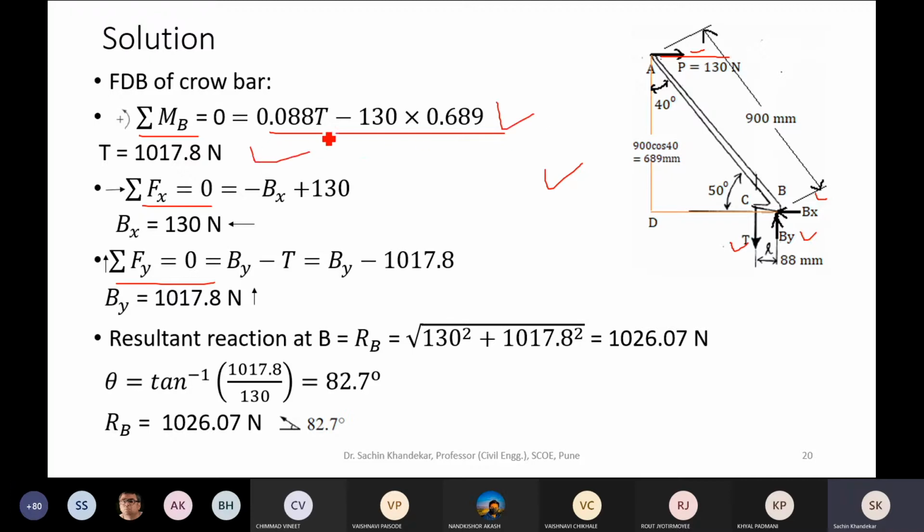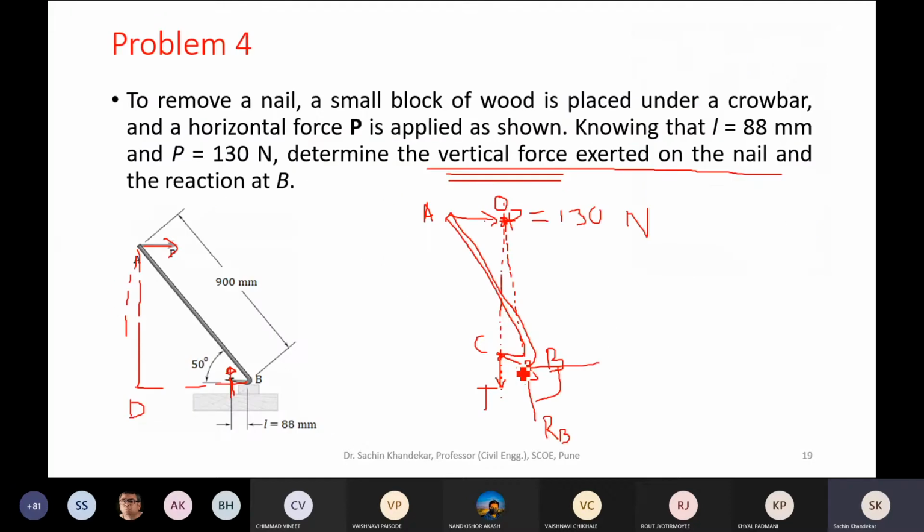Okay, and already I have shared these PPTs with you all. Just go through this solution, right? The other way is, you can find this angle made by RB with respect to horizontal, and then you may use the sine rule.